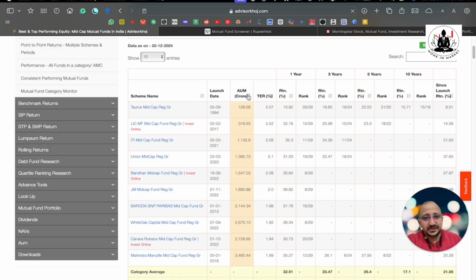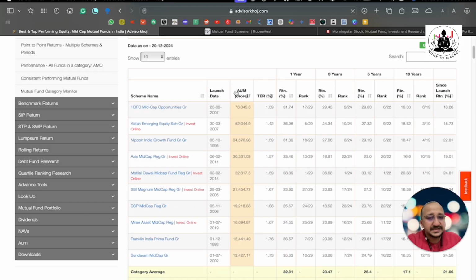Now, the first thing that we have to see, guys, is that the AUM, the assets under management value, should be high. We had already discussed what AUM is in the previous classes. I want you to see the previous videos for this. Now, if the AUM is high, it means that the fund is handling this much amount of money. See, HDFC Mid Cap is handling 76,000 crore rupees, guys. It's a huge amount of money. Kotak Emerging Equity is handling 52,000. So the first criterion for investing should be AUM, meaning the higher the AUM, the better the fund is. Right? This is the first thing that you should be seeing.